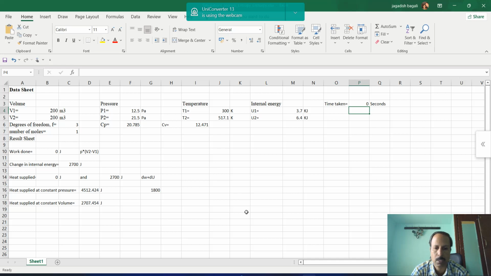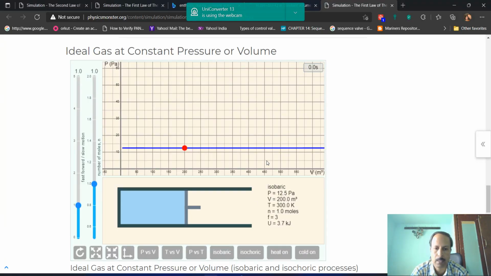Now let us go back to the simulation, and here we'll click on the isobaric button to simulate the isobaric process, and then start heating the cylinder. Heat the cylinder up to approximately 5 seconds. Okay, so approximately 5 seconds we have heated the cylinder. Now note down these new values into the same Excel sheet.